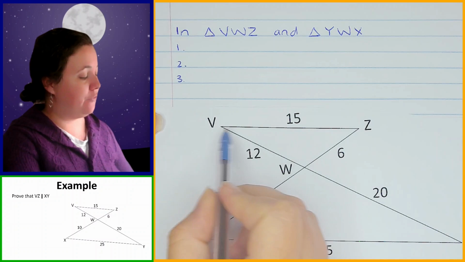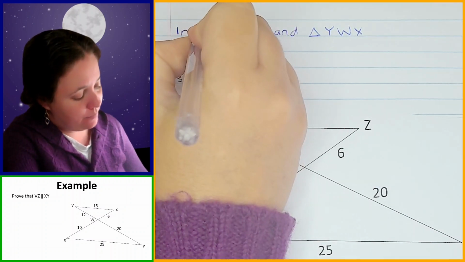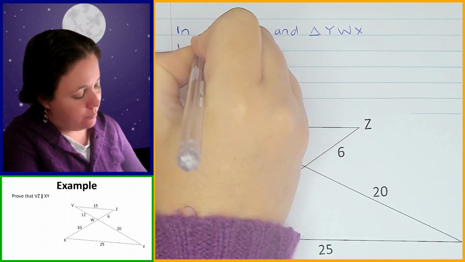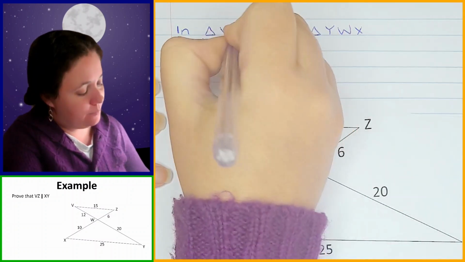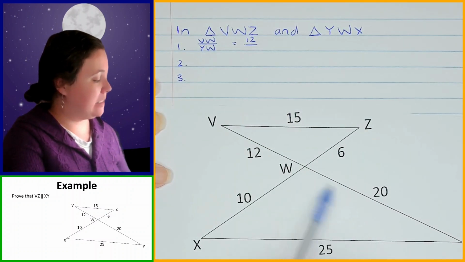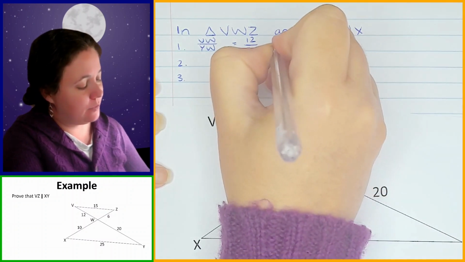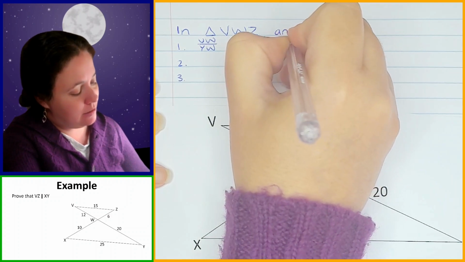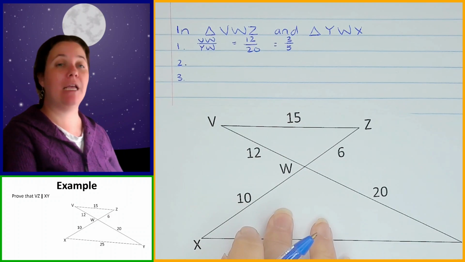So I'm going to say VW over YW. So let's go and see. VW is 12 over YW is 20. And then we need to go and simplify that. Okay, so 12 over 20, 4 goes into 12 3 times, 4 goes into 20 5 times. So I get 3 over 5.